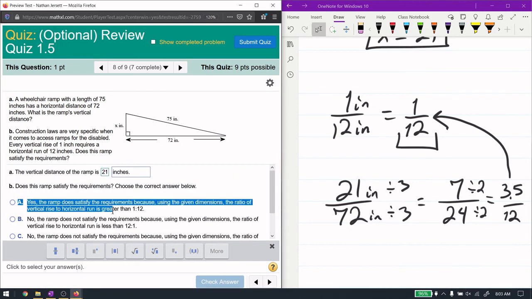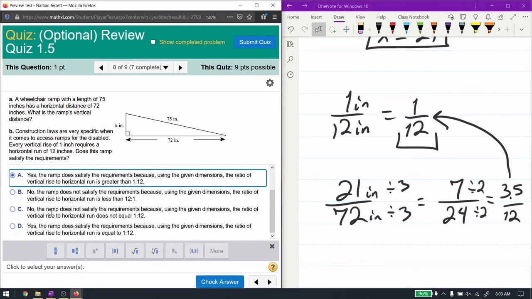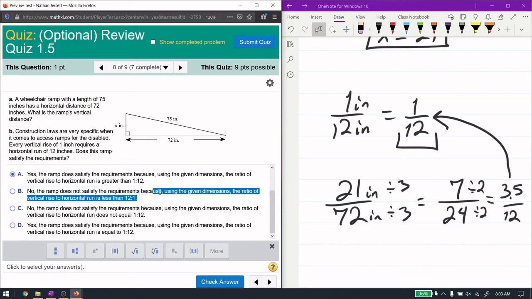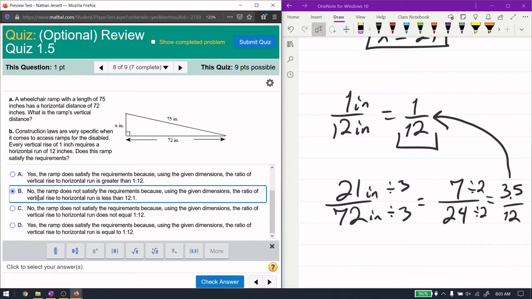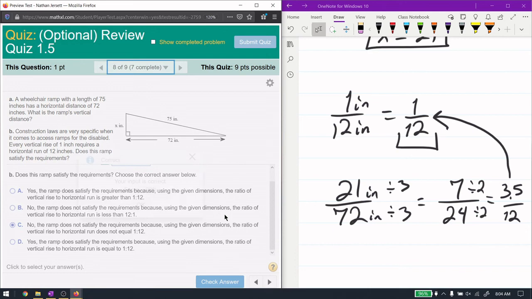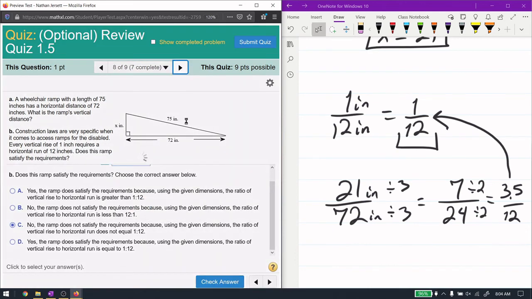The vertical rise to horizontal run is greater than, this one isn't correct, because it says the ratio of the vertical rise to horizontal run is less than 12 over 1. The vertical rise is the 1. The horizontal run is the 12. So it's flipped. This ratio is flipped. So C is correct, because vertical rise corresponds to the 1, and horizontal run corresponds to the 12. That's the right way that it's supposed to be. So that checks out, and that's correct.